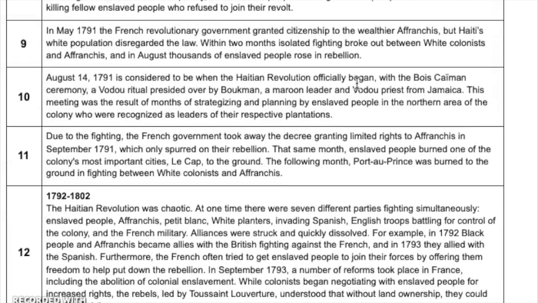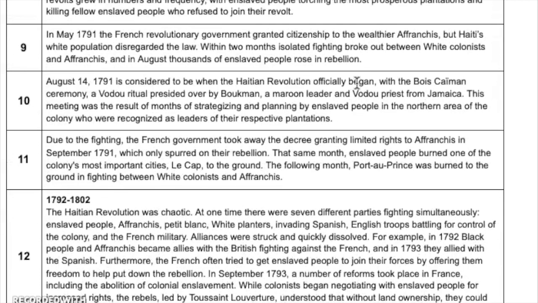All right, paragraph 8. By 1791, enslaved people and Afranchis were fighting separately for their own agendas, and white colonists were too preoccupied with maintaining their dominance to notice the growing unrest. Throughout 1791, such revolts grew in numbers and frequency, with enslaved people torching the most prosperous plantations and killing fellow enslaved people who refused to join their revolt. That is going to be a major social cause. Once people are starting to die during this, that's going to really raise awareness.